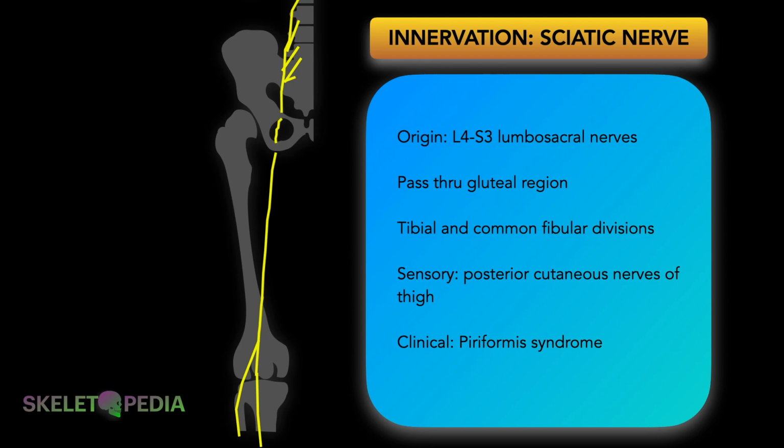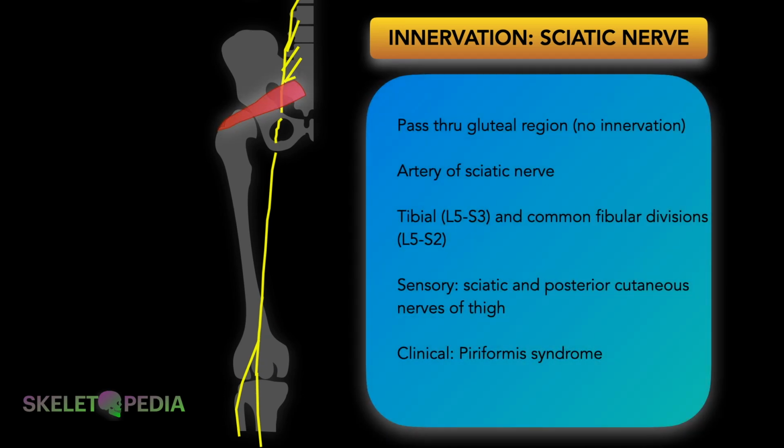The posterior thigh compartment is innervated by the sciatic nerve, which originates from the L4 through S3 nerve roots. This nerve then passes through the gluteal region before dividing into the tibial and common fibular divisions. An important sensory branch is the posterior cutaneous nerve of the thigh. Clinically, when the sciatic nerve is compressed by the overlying piriformis, it's called the piriformis syndrome.